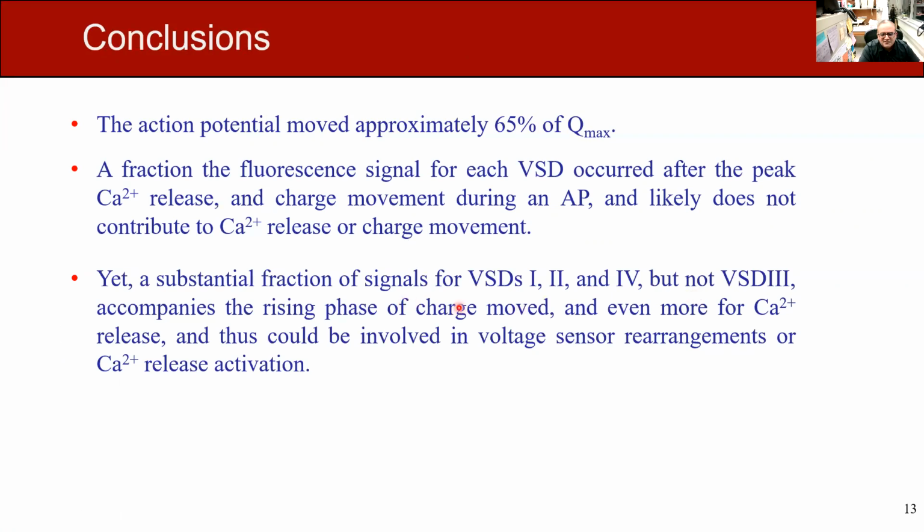However, a sizable fraction of the fluorometric signals for VSD1, 2, and 4, but not VSD3, overlap the rising phase of charge movement and even more for calcium release, and thus could be involved in voltage sensor rearrangement for calcium release activation. A clear role for each voltage sensing domain in CaV1.1 in excitation-contraction coupling is unclear, but is under current investigation. And we believe that action potential fluorometry can be added to the arsenal of tools used to study voltage sensing domain movements in skeletal muscle.